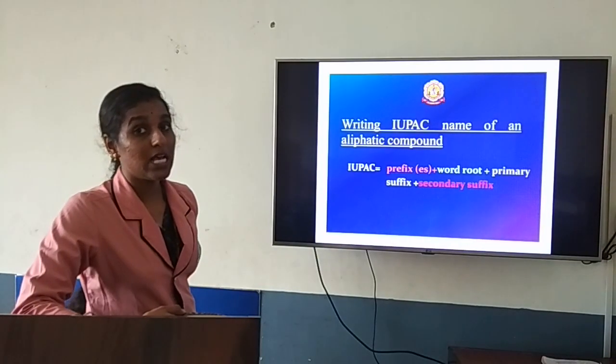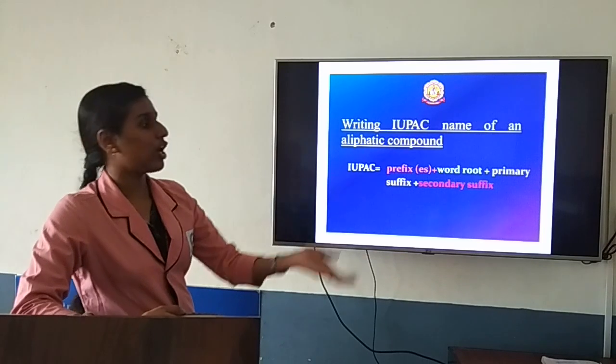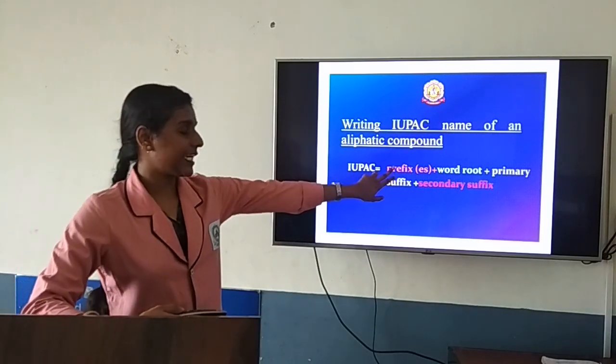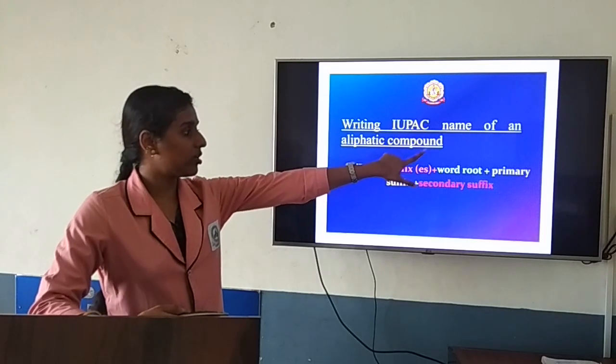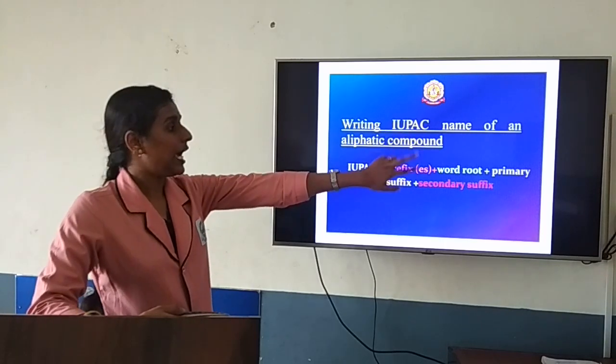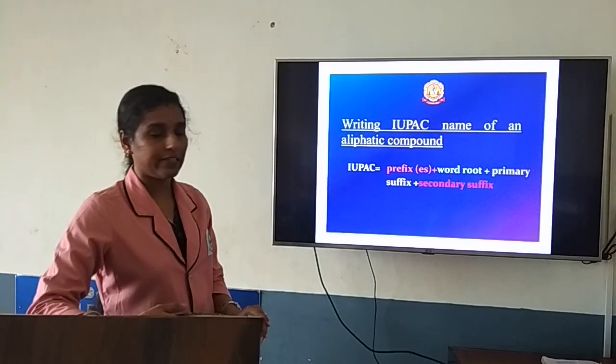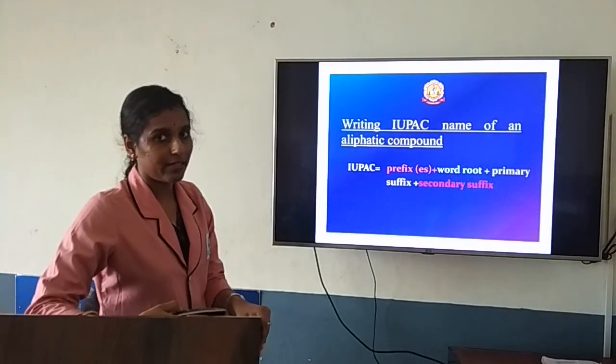Okay, so that should be the secondary suffix, in the sense the ending of the compound. While naming the compound, you should check with the prefix. The word root is compulsory, and it should go with the primary suffix. Then you are supposed to write the secondary suffix. So this is the way of writing the compound.